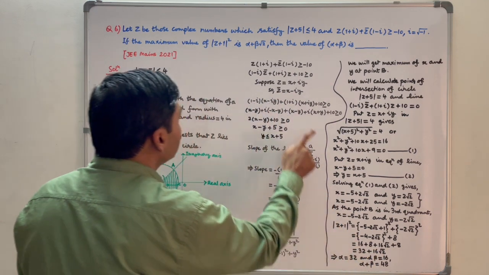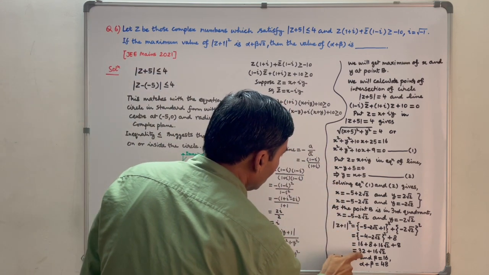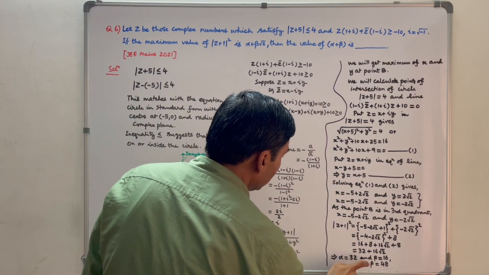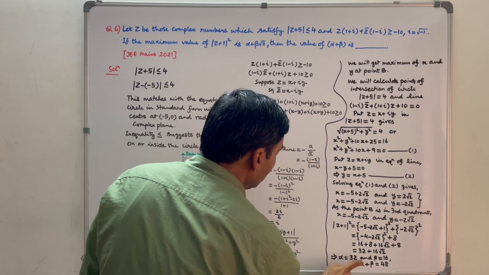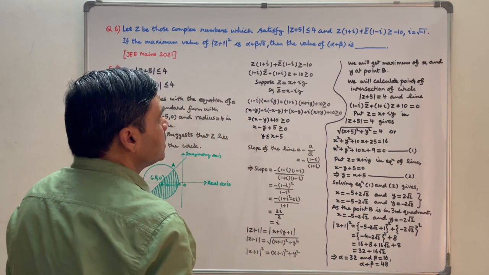Compare this value with alpha plus beta root 2. So alpha is equal to 32 and beta is equal to 16. So alpha plus beta is equal to 32 plus 16, and that is 48. So our answer is 48.